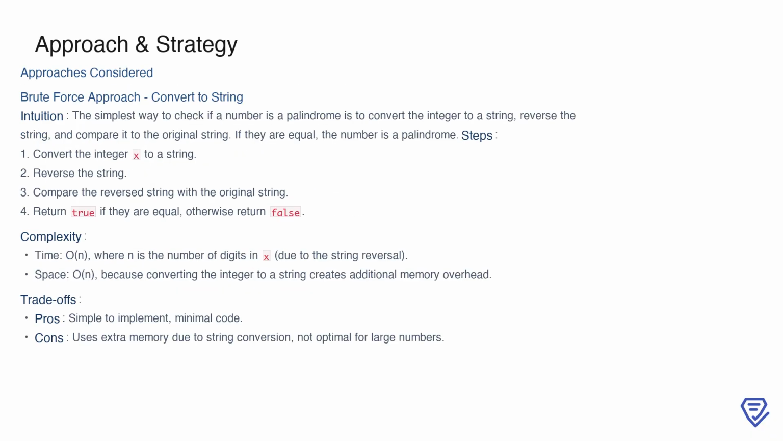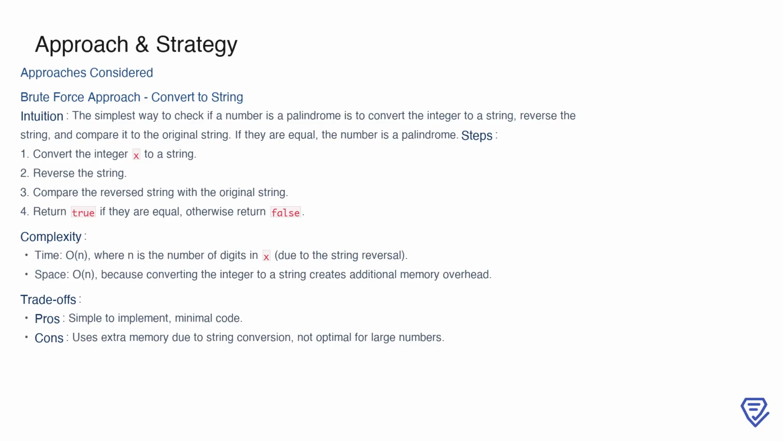To solve the problem of determining whether a number is a palindrome, we first consider the brute force approach, which involves converting the integer into a string. The intuition here is straightforward. By reversing the string and comparing it to the original, we can check if the number reads the same forwards and backwards.